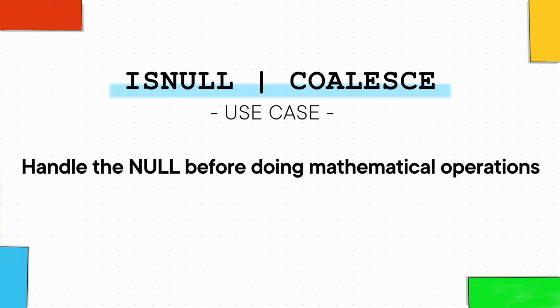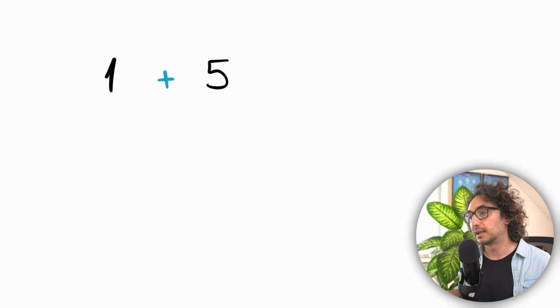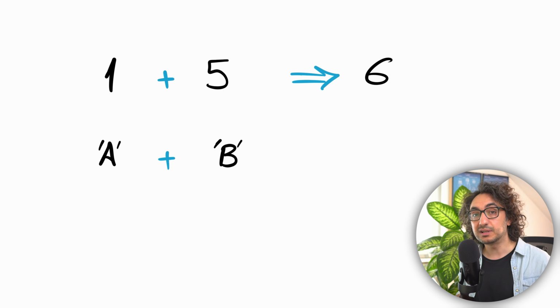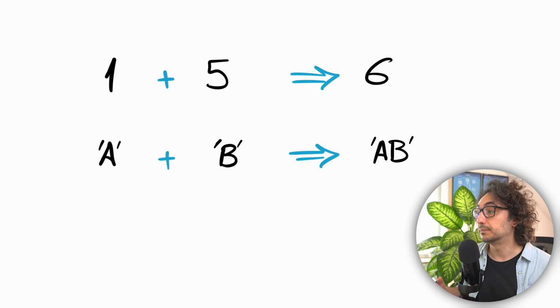Alright, moving on to the next use case for the COALESCE and ISNULL, we can use them in order to handle the nulls before doing any mathematical operations. So let's understand what this means using the plus operator. So if you do plus operator between two numbers like 1 plus 5, you are summarizing the values and you will get 6. And if you do the plus operator between string values like A plus B, so now what we are doing is data concatenation, and the output gonna be AB.